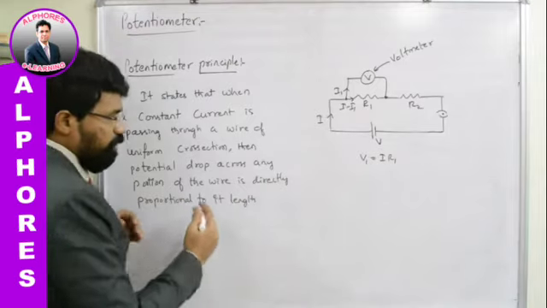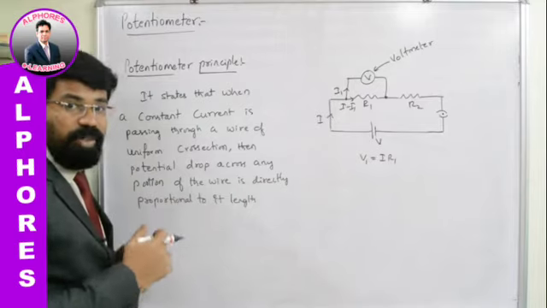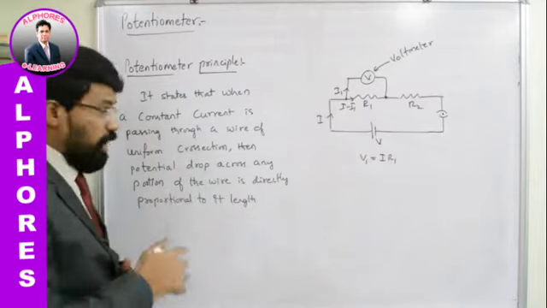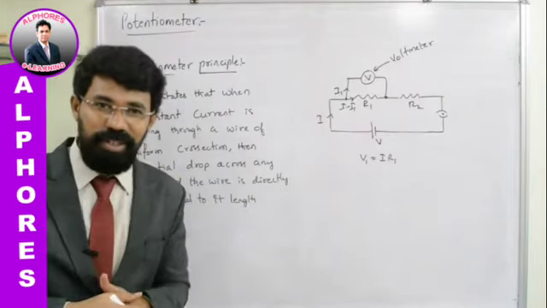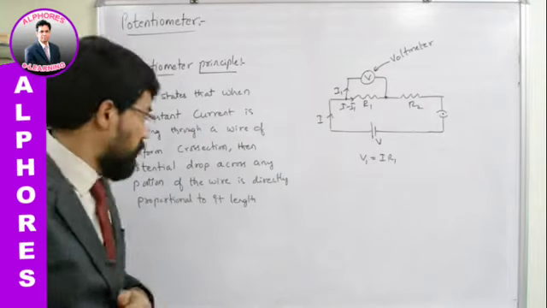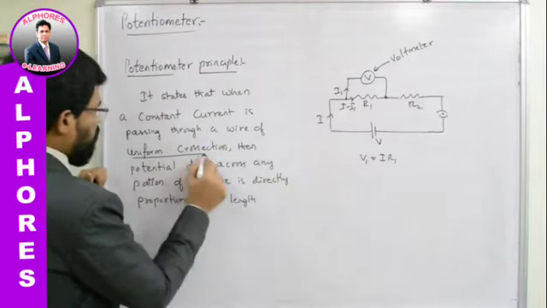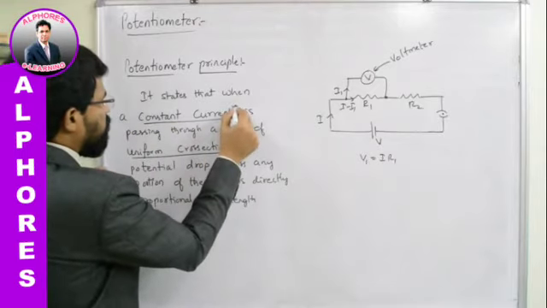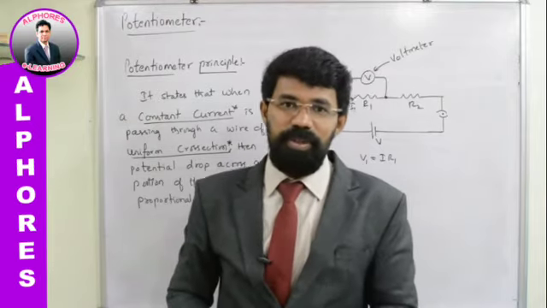If you consider a wire and you want to find out the potential drop across any portion of the wire, that potential drop will be directly proportional to the length of that portion. So that's what the principle is. If you observe this principle very carefully, two important conditions were mentioned. Unless you fulfill those conditions, you cannot realize this principle practically. So what are those conditions? The wire should be of uniform cross section. The other condition is that the current should not fluctuate; it should be constant. When these two conditions are fulfilled, you can realize the potentiometer principle.